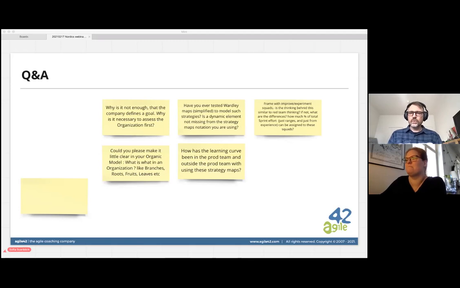So assessing the organization gives you a lot of valuable information, and with that information at your fingertips, it's easier to make good decisions. Let's put it that way. And that's why it is necessary to assess the organization first.